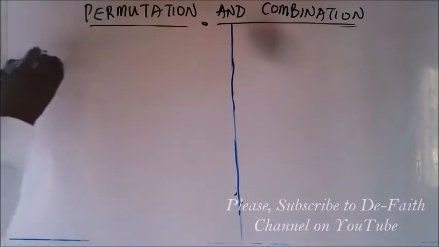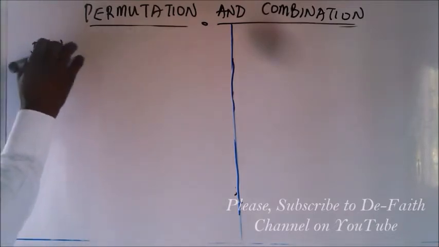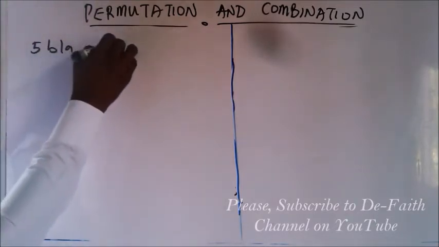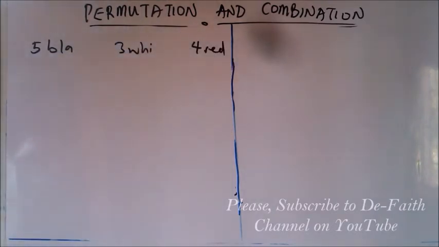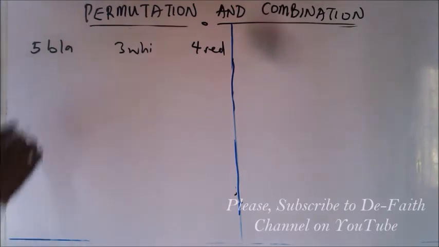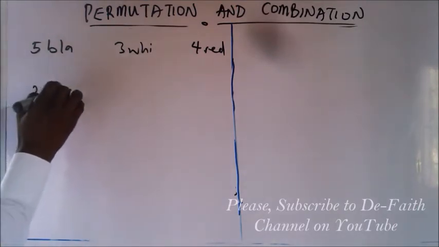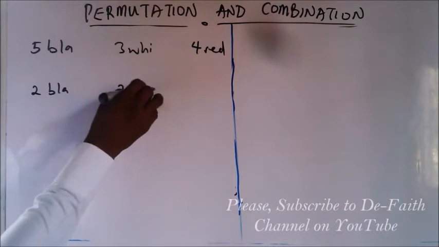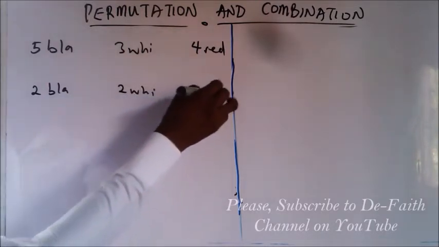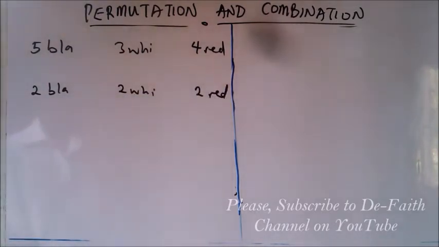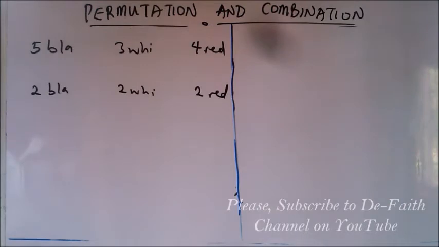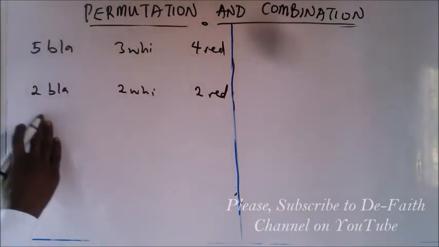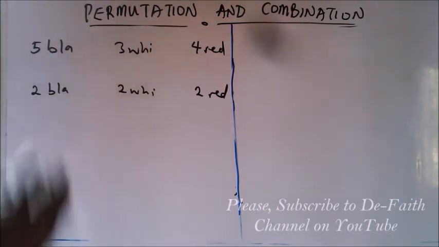Now in this question, we're told that we have 5 black pens, 3 white pens, and 4 red pens. And we are to choose such that we have 2 black pens, 2 white pens, and 2 red pens. In order to carry that out, when you look at this carefully, we want to choose 2 from 5. In how many ways will you be able to choose it? We want to choose 2 white pens from 3 white pens.